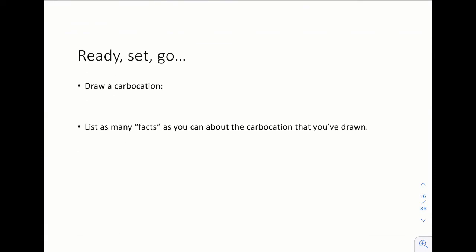Pause the video, draw a carbocation, and list as many facts as you can about that carbocation. Please don't skip this step. Go ahead and do it. Okay, if you didn't draw a carbocation, here's one that you can use. So pause and list some facts about this carbocation that I've drawn, if you haven't done it on your own already.